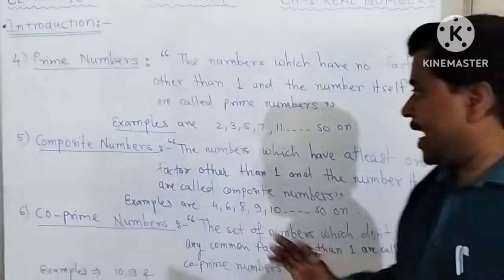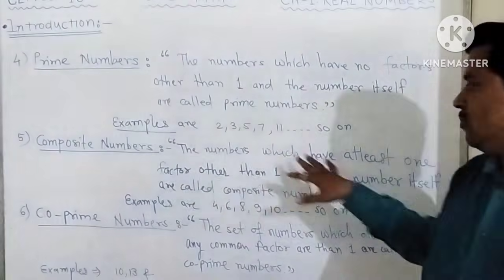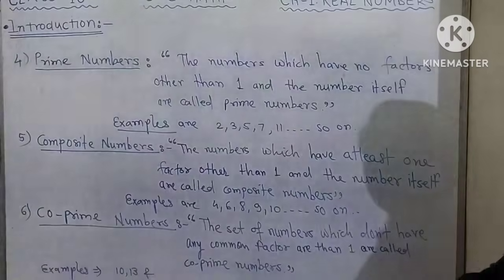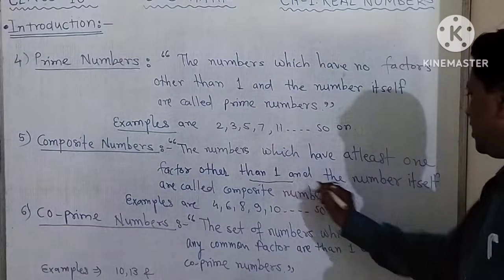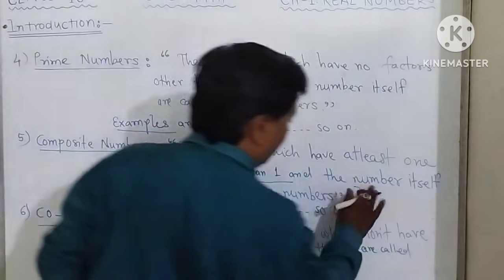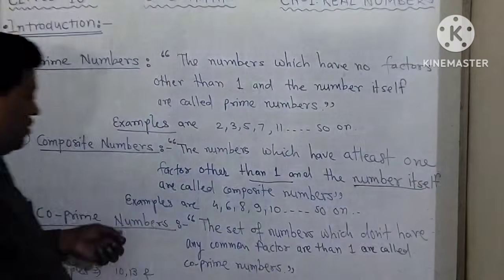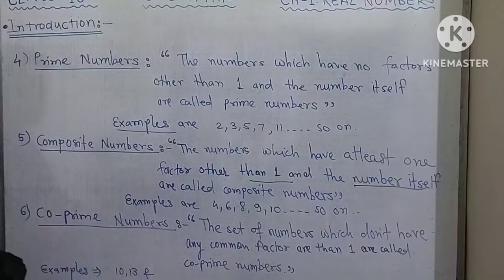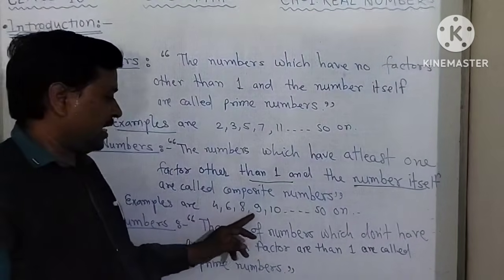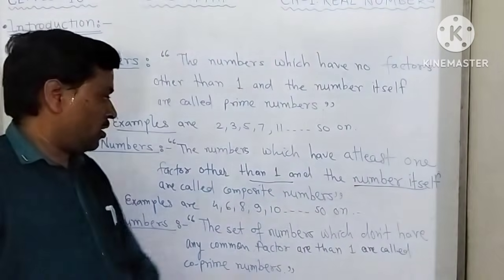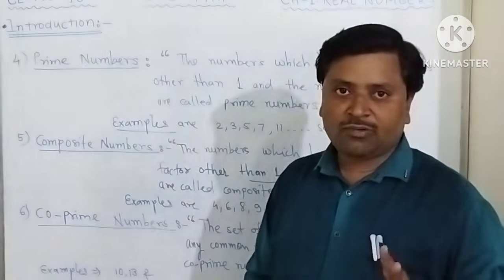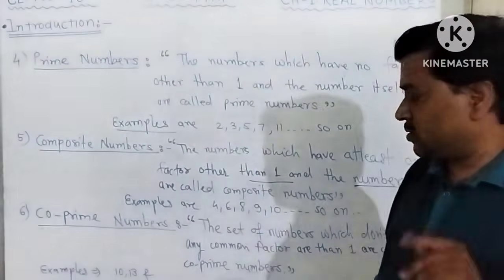Remember this thing. And composite numbers are the numbers which have at least one factor other than 1 and the number itself. Examples of composite numbers are 4, 6, 8, 9, 10 and so on. It means we have to remember that composite numbers are the numbers which have more than two factors.